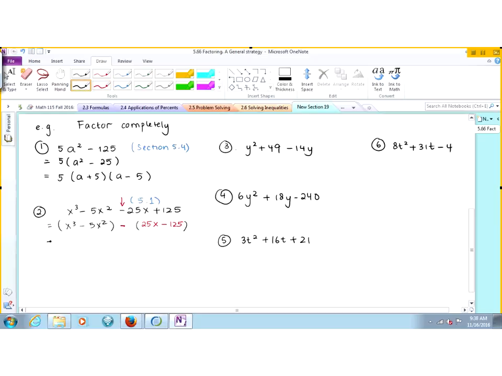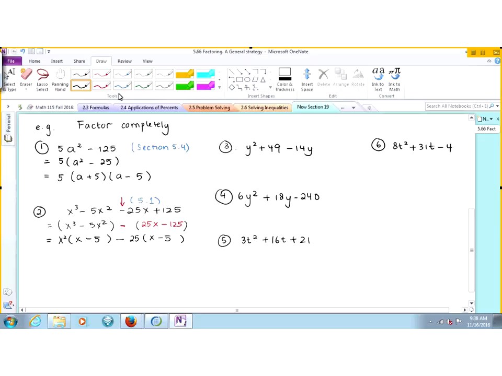Now, can we factor out something here? x squared, and we're left with x minus 5. Okay, what about here? Can we factor out something here? 25, and we're left with x minus 5. Yes. Are we okay so far?